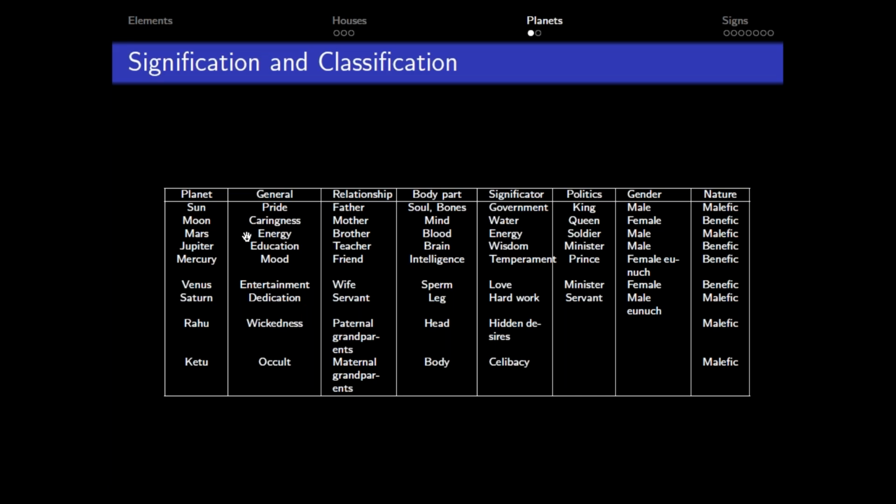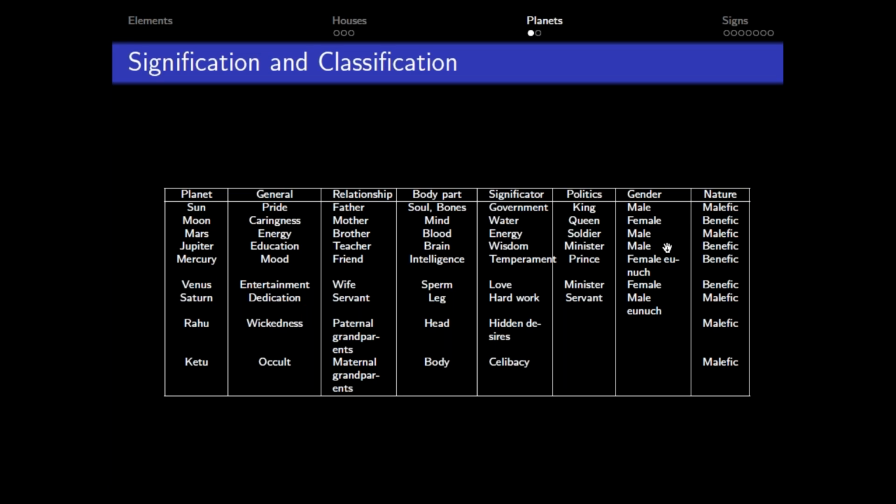Mercury actually represents friendliness, humor, mood. All these things are represented through Mercury. It is a benefic planet. Jupiter represents our wisdom. It represents expansion. It represents teacher. It represents brain. Jupiter is a good advisor, so it represents minister. It is a benefic planet, and the gender is male.